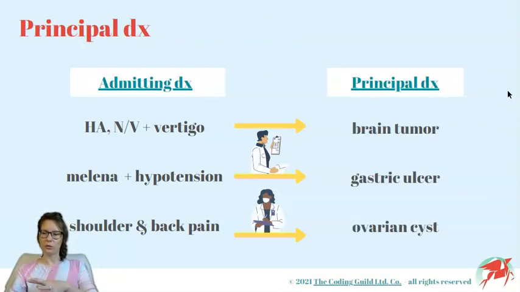Sometimes there is correlation between the admitting and principal diagnoses, other times there isn't. For example, a patient admitted with melena and hypotension can have a gastrointestinal final diagnosis of gastric ulcer, while this other patient arrived with shoulder and back pain and ended up with a diagnosis of an ovarian cyst. Her symptoms were from the musculoskeletal system, but the principal diagnosis is from elsewhere. This is perfectly normal and beautifully demonstrates the difference between admitting diagnoses and principal diagnoses.